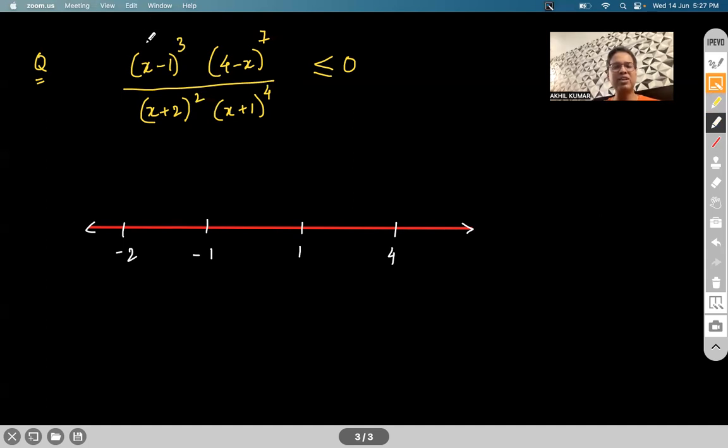So we don't have to find the value. Just put the sign on top of it. Let's say positive. Okay, this will be four minus six. Four minus six is what? Four minus six is minus two. Minus two to the power odd number will be negative. This is 6 plus 2 to the power 2, again positive. 6 plus 1 to the power 4, positive, right?